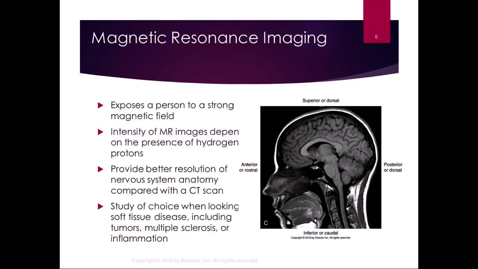So when they're looking for soft tissue disease, including tumors, MS, or inflammation, they are using MRIs. So in this picture you can see where they have anterior or rostral, posterior or dorsal, superior is also dorsal, and inferior or caudal. Ventral is the bottom surface of the brain is considered the ventral surface.